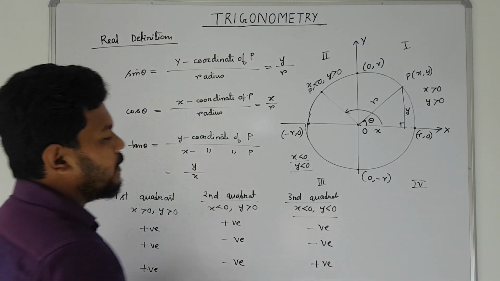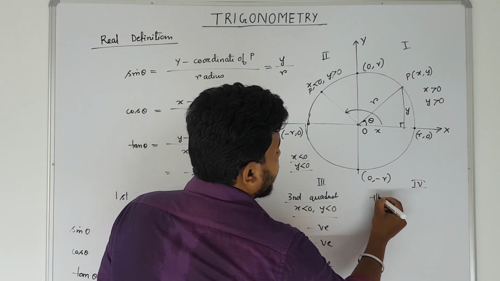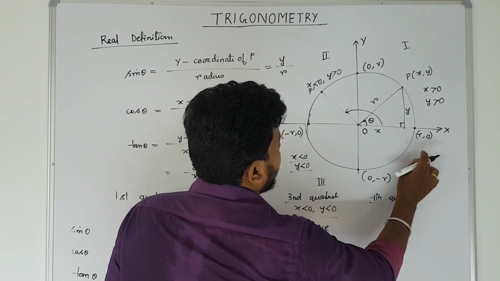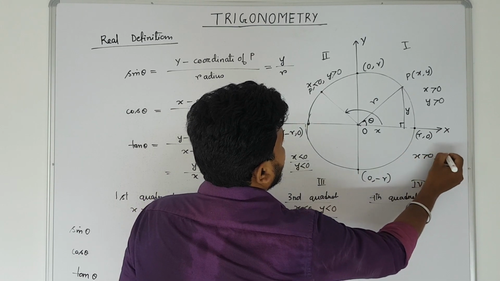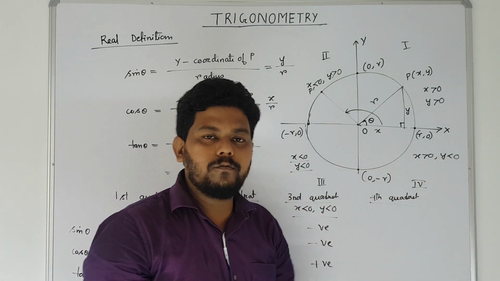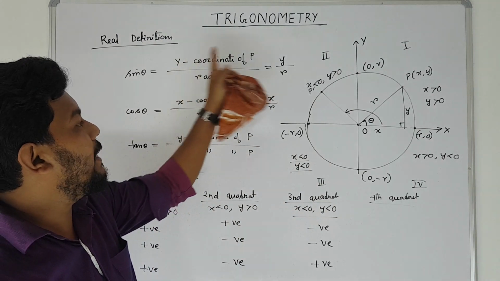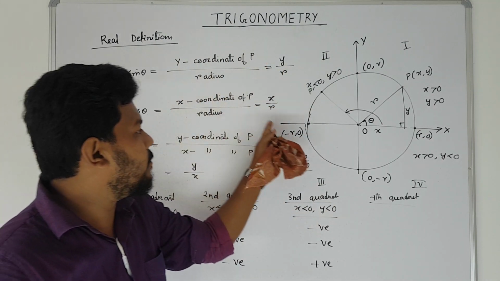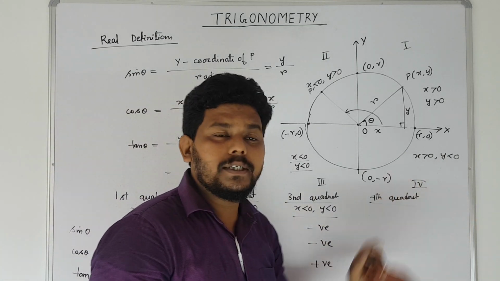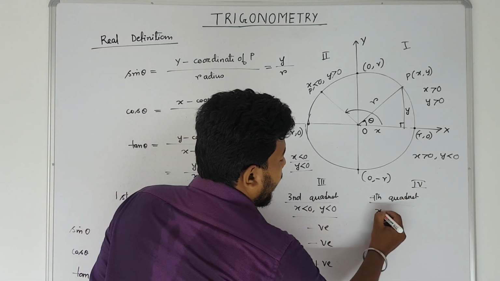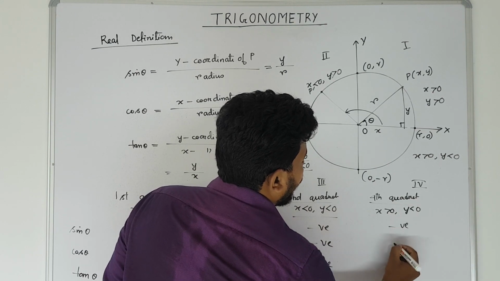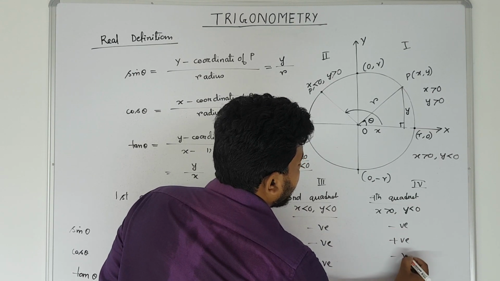And in fourth quadrant, here x is positive but y is negative. So x is positive and y negative. So we can say that sine theta will be negative, cos theta will be positive, and the ratio of y by x will be negative as they are of opposite sign. So I can say that here x is positive, y is negative. So sine theta is negative, cos theta is positive, but tan theta is negative.